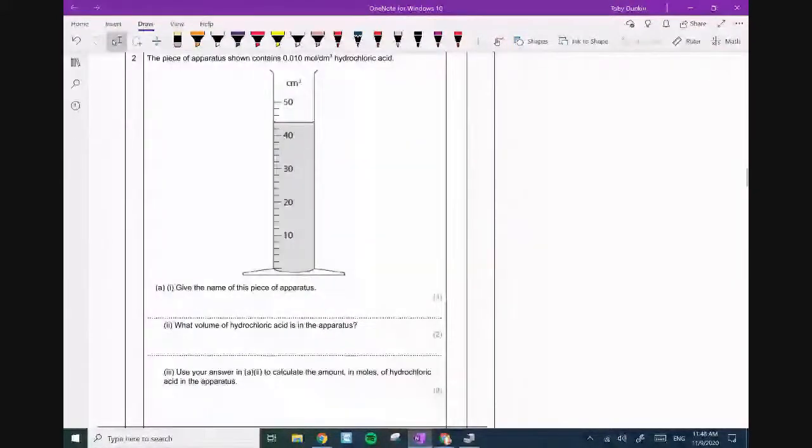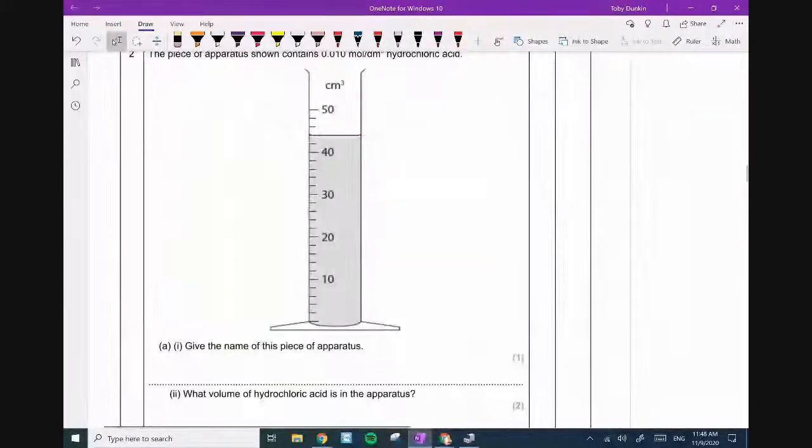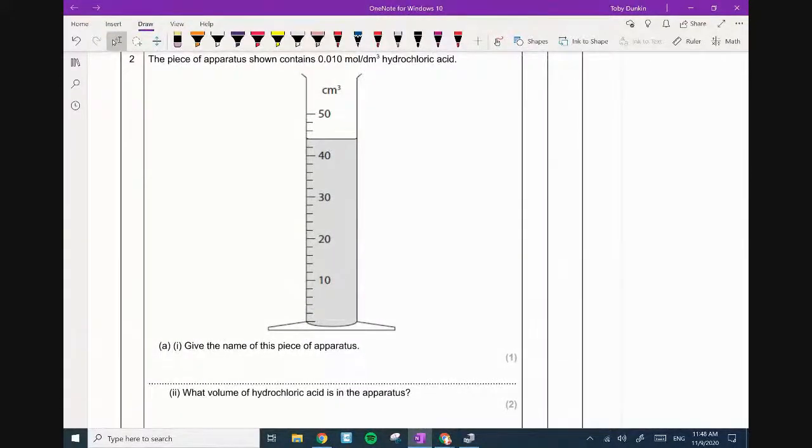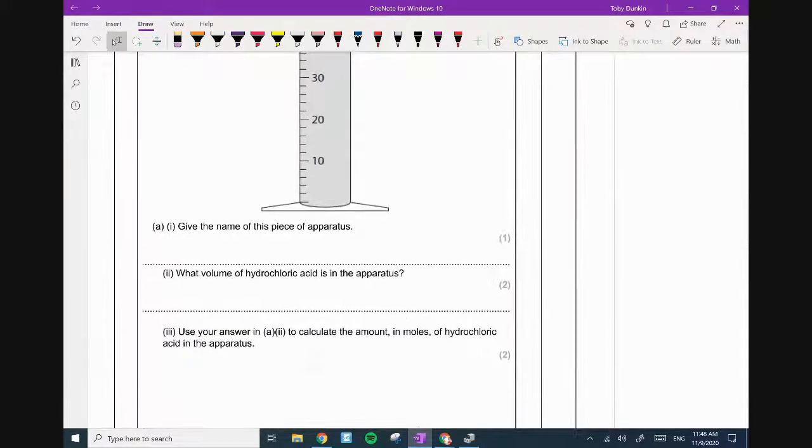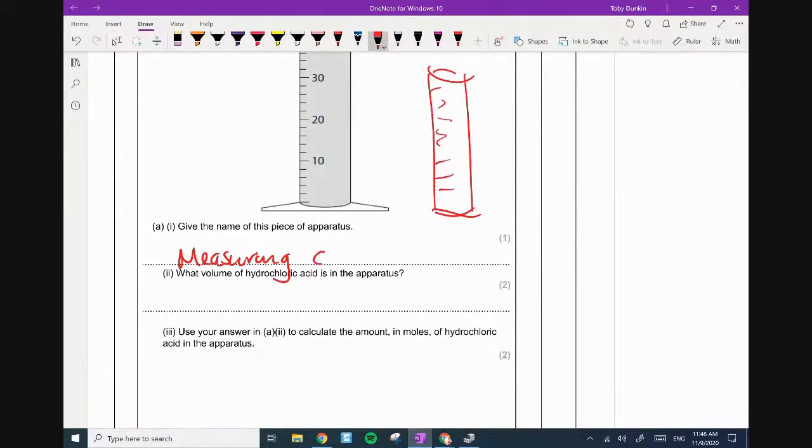Next. Right, I thought this was the easiest question on the paper. Still a few people got it wrong. The apparatus is a measuring cylinder. You weren't allowed just to call it a cylinder. Common mistake. You had to say the word measuring, which makes sense because a cylinder is just a cylinder, that's a maths cylinder. But when it's got a scale, it's a measuring cylinder.